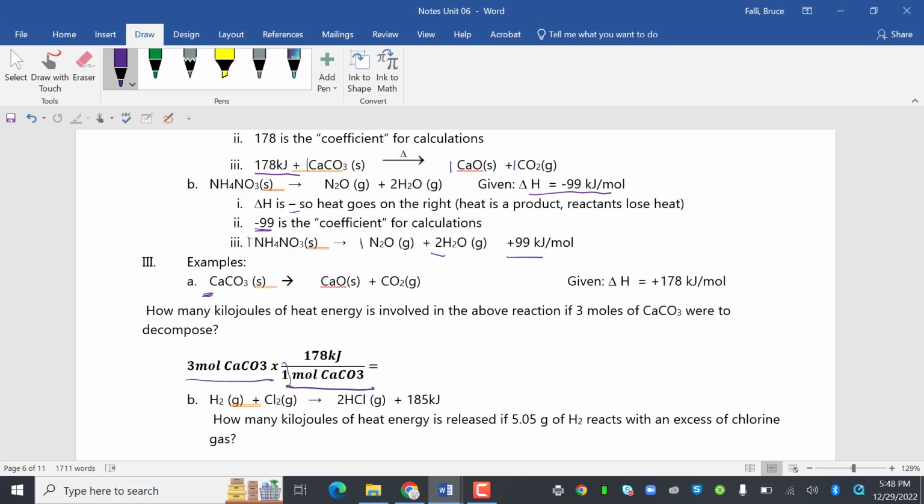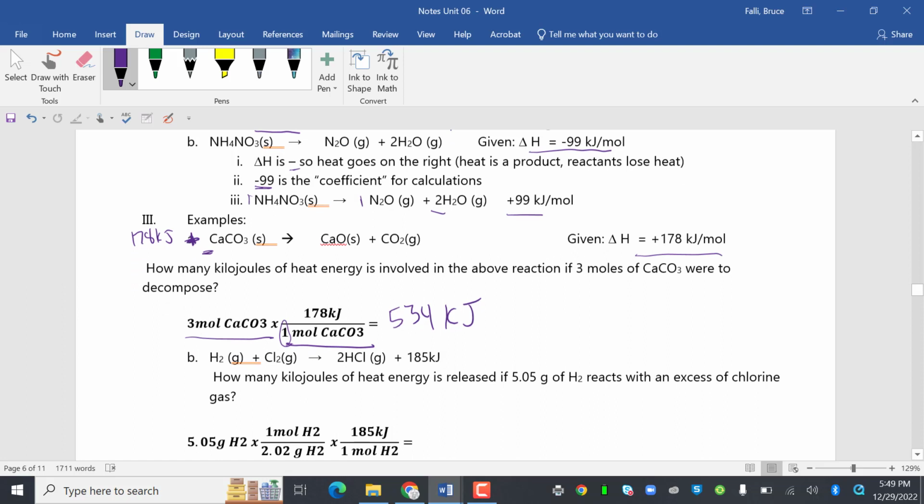My coefficient is 1. I want to figure out how much heat it is. So up here, remember how positive 178 means that I would put 178 kilojoules on the left. Put a plus right there. And that's it. So let's put it in the calculator. 3 times 178 is 534 kilojoules. That's some kind of heat being released.